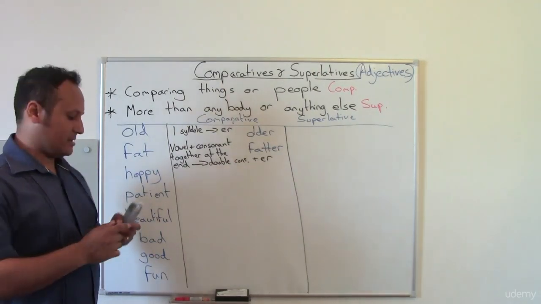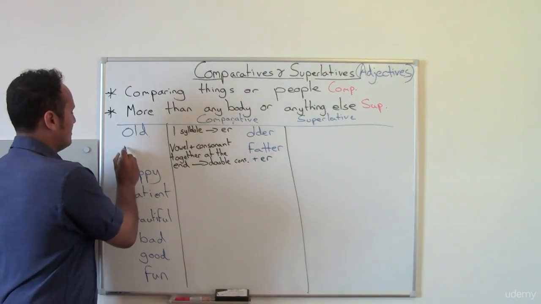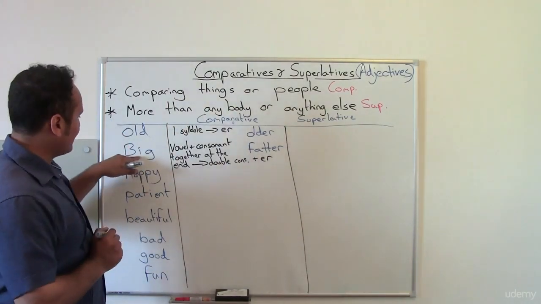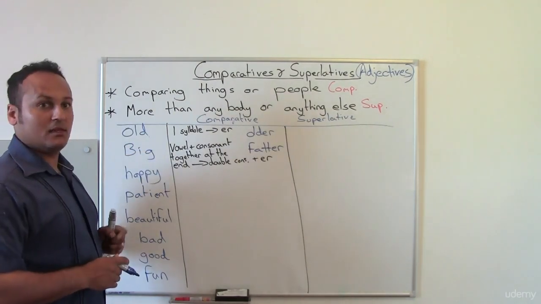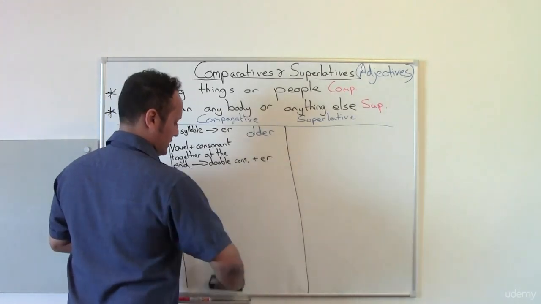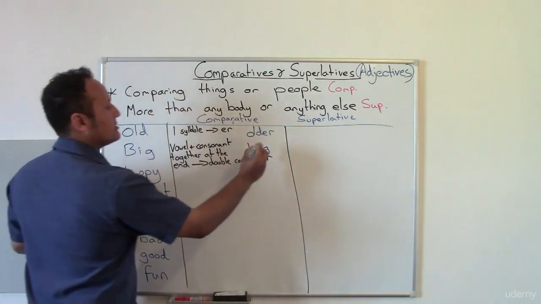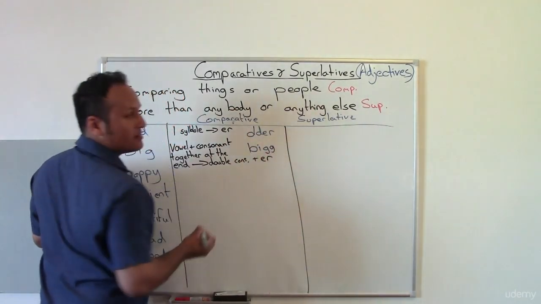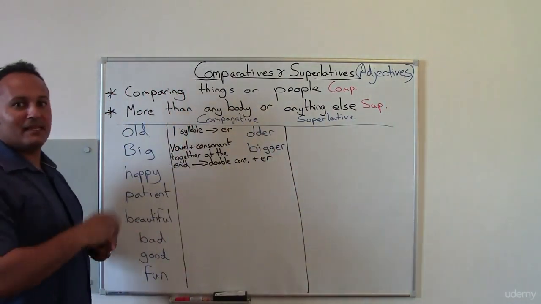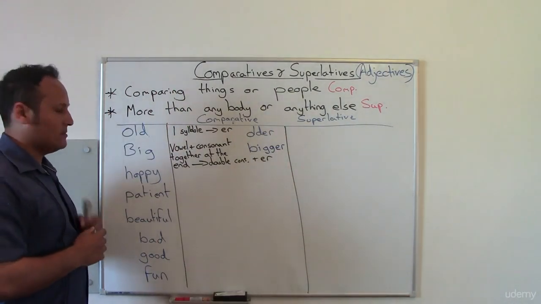Okay? Let me give you another example, just to make sure. Instead of fat, how about big? Well, big has the same rule. It has a vowel and then a consonant. So for that reason, big will become, what do you think? It will become big plus double consonant, G, E, R. Okay? That's the reason why. We add an extra one. Okay? Bigger.